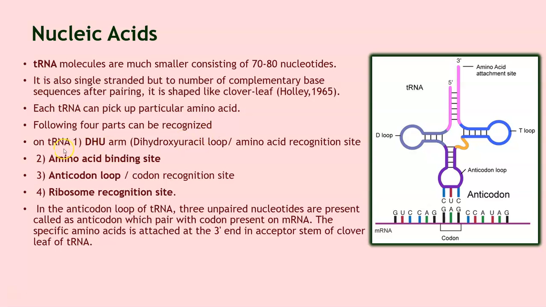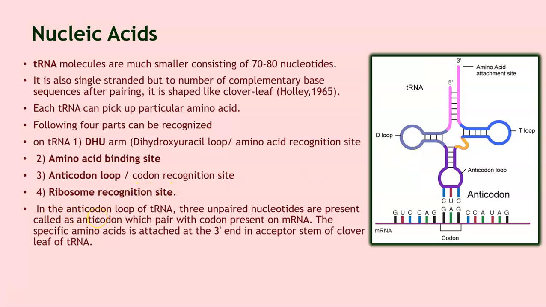Following four parts can be recognized on the tRNA. The DHU arm, which is here, is also called the D loop, or the dihydroxyuracil loop, or the amino acid recognition site. Then you have the amino acid binding site. This is at the 3' end, which has an amino acid binding site. Then you have an anticodon loop or the codon recognition site. Here, this is the anticodon loop. Then we have the ribosome recognition site.